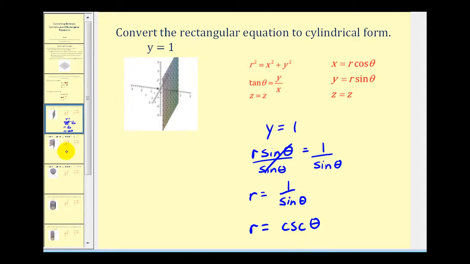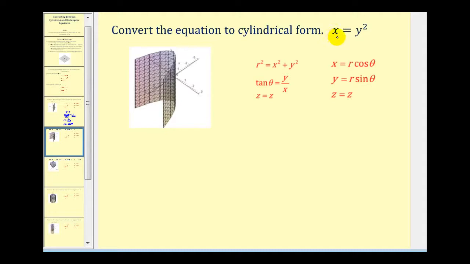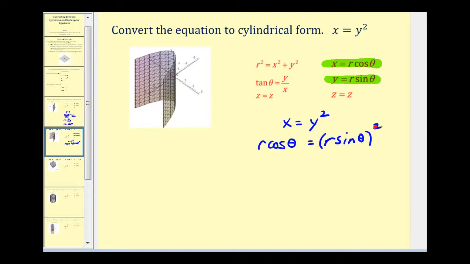Let's go and take a look at another example. Here we have the equation in rectangular form x equals y squared, and here we see the graph of the surface. Again, we want to eliminate x's and y's by introducing r's and thetas. So using these two equations here, we can replace x with r cosine theta, and we can replace y with r sine theta. So we have r cosine theta, and then we'd have r sine theta squared for y squared.